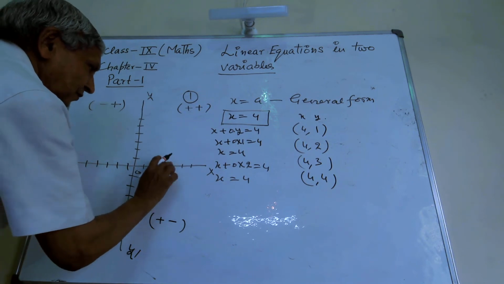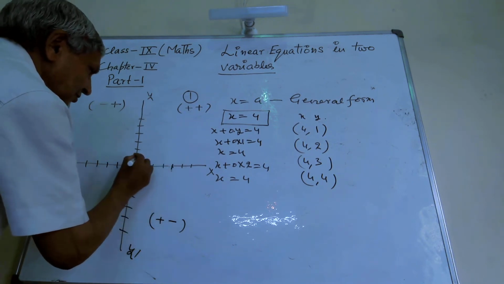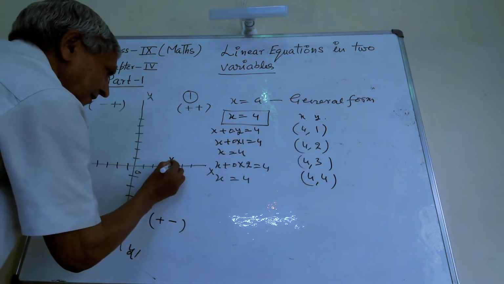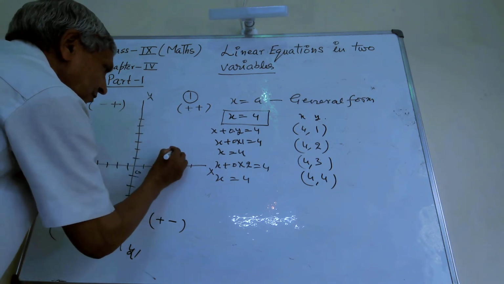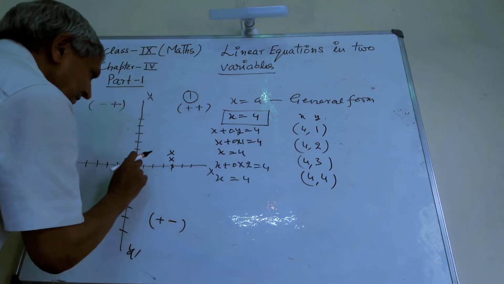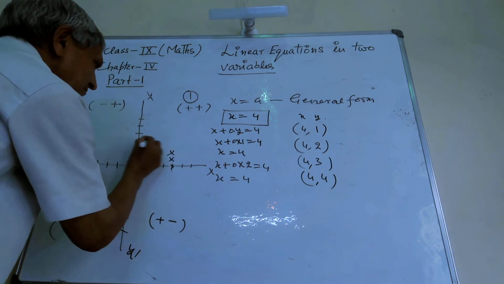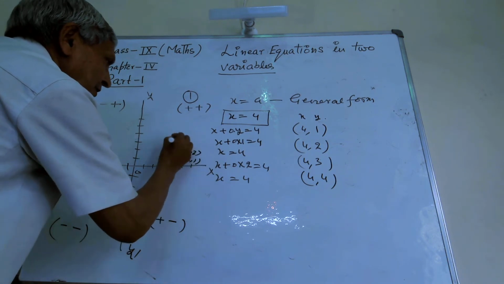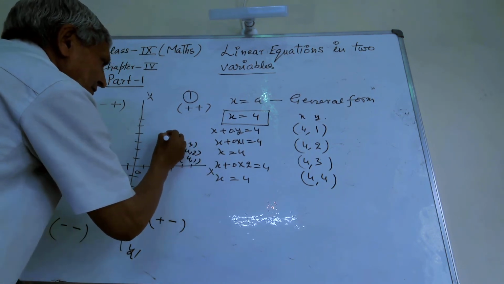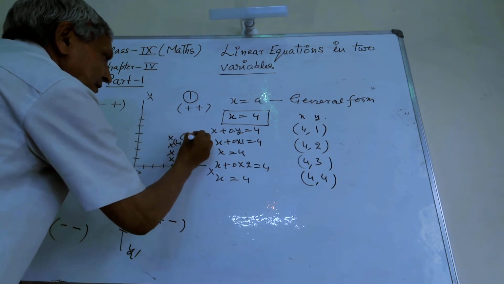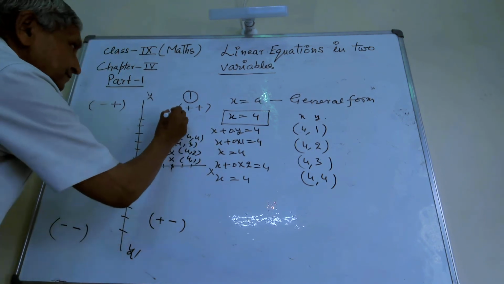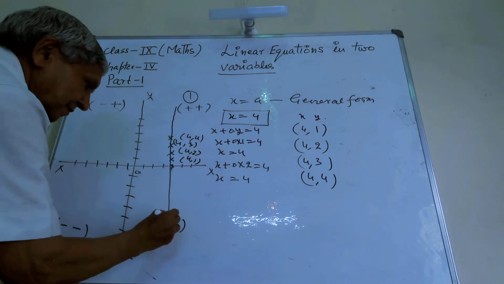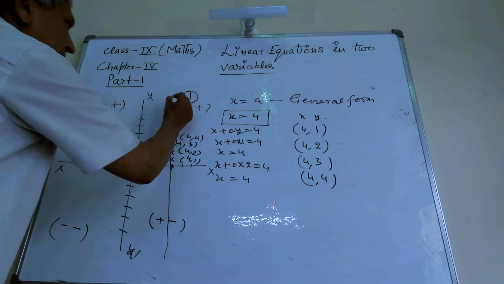Now x is equal to 4, y is equal to 1. This is 4, and y is equal to 1. Then x is equal to 4, y is equal to 2, and x is equal to 4, y is equal to 3. These points are (4, 1), (4, 2), (4, 3), and (4, 4) in the same way. And this is the line. Draw the line through these points.